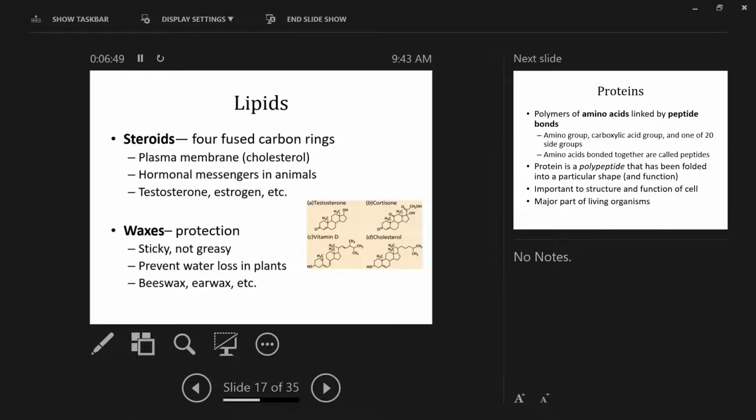Waxes are another form of lipid. They're used for protection. We don't make much wax, just ear wax. But if you're like a plant, you'd make a lot of wax to coat you in a cuticle to prevent water loss. But again, waxes are for protection.